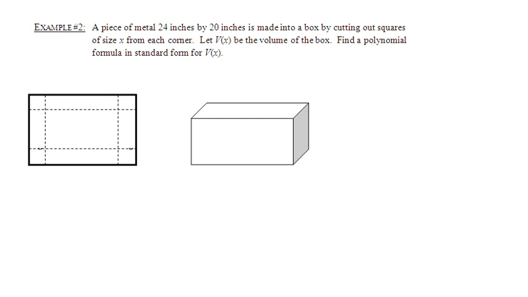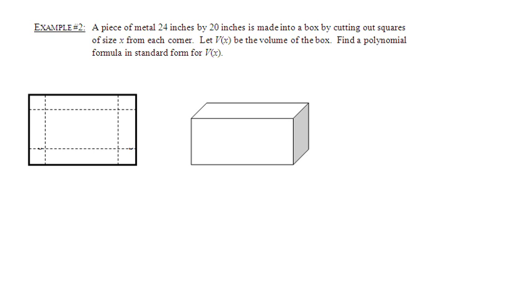So all of these examples have been building to something like this. We have a piece of sheet metal that's 24 inches by 20 inches, and we're going to make it into a box by cutting out squares of size x from each corner. That's a lot of information in one line, so let's break it down using our picture.